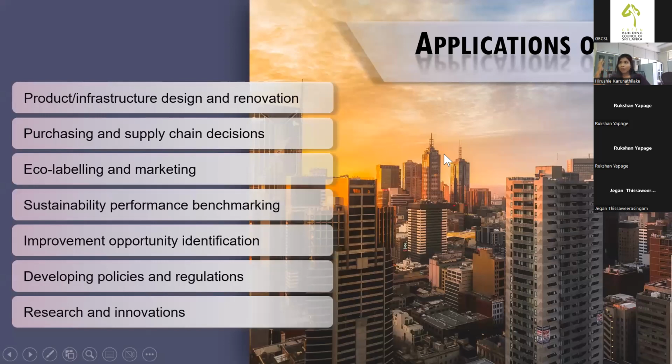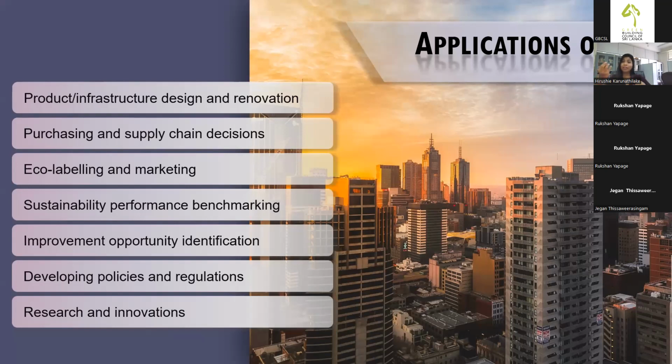Now, I think I mentioned the applications. So, different applications of life cycle thinking. Life cycle thinking essentially can be used for product or infrastructure design and renovation, to select between different product options for green rated products or green rated infrastructure designs. Let's say you can achieve the same amount of LEED points in building design through different strategies. But which strategy makes the best sense when you take a life cycle perspective?